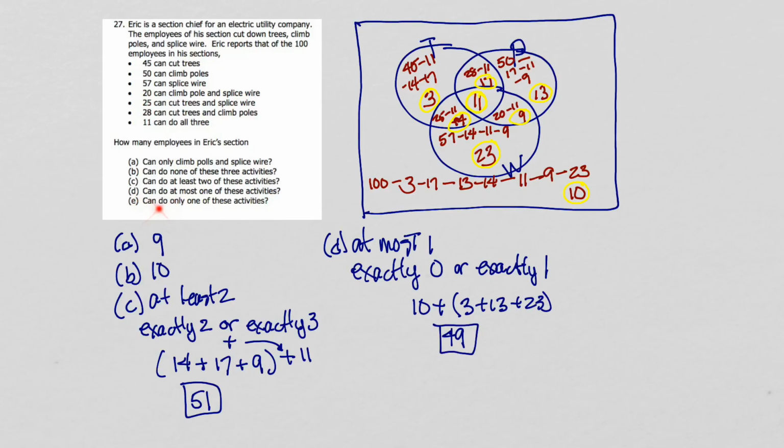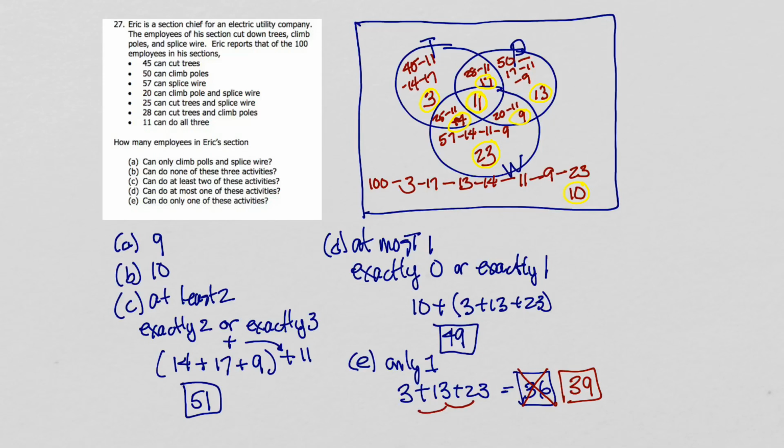And let's end it here with part E, can do only one of these activities. So only one, that's going to be like only cutting trees or only climbing poles or only splicing wire. So in D, we actually just counted that. I think this is E. Only one, that's going to be the 3 plus the 13 plus the 23. And that gives us, if I add right, I get a 36 out of that. And that, of course, is ridiculous. If I really add it right, I get 39. Right there is a 36, and 3 more is 39.